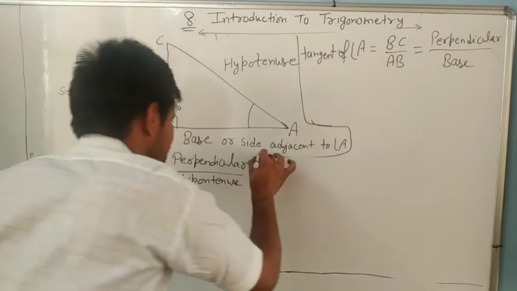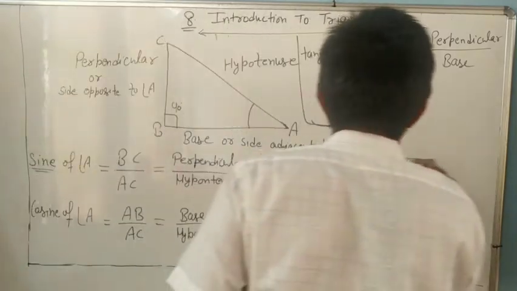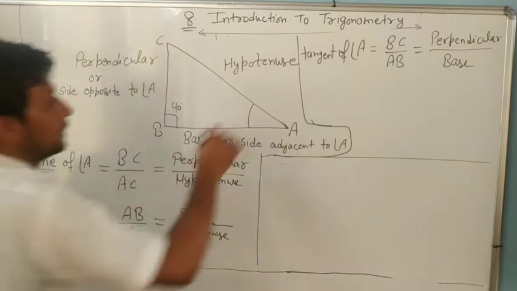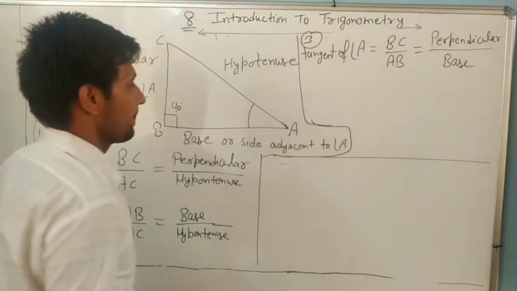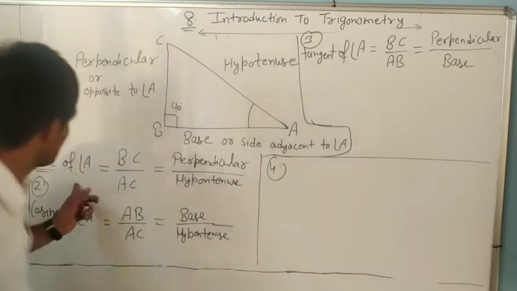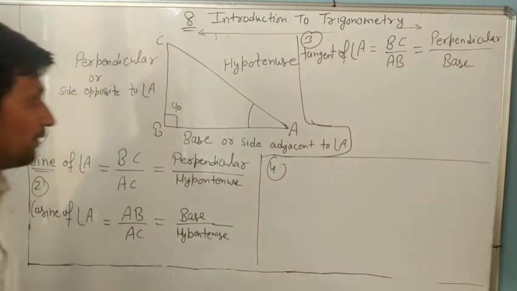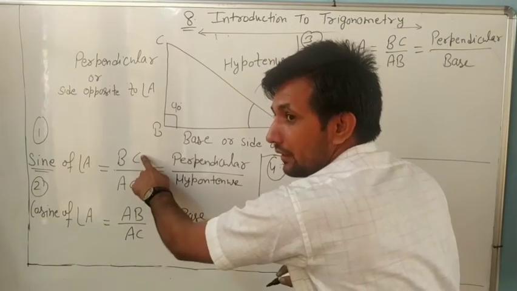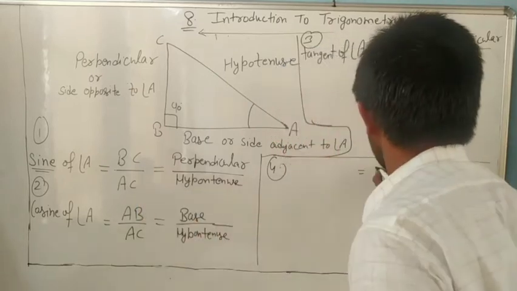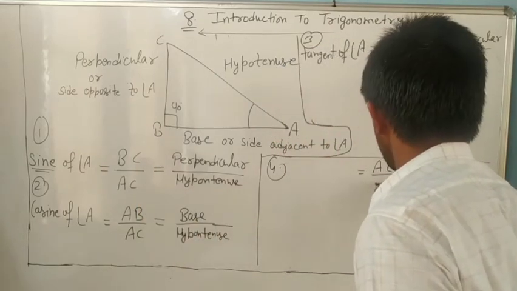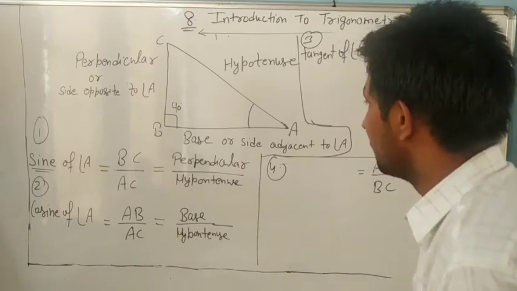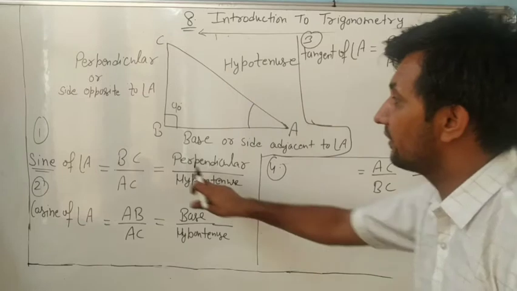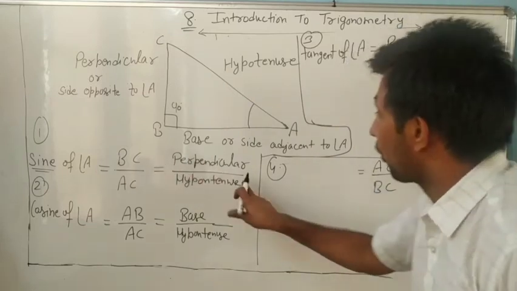Look at dear, now 1, 2, 3, now 4. The fourth is the opposite of sine. What will we write as the opposite of sine? We took BC by AC. Now we will take AC by BC, and I am writing it in short form. AC means hypotenuse, hypotenuse means H, divided by BC, perpendicular. Are both different or not?